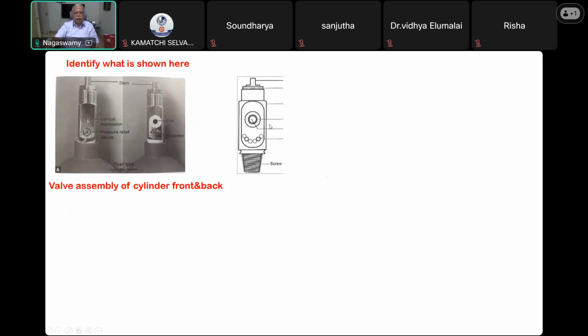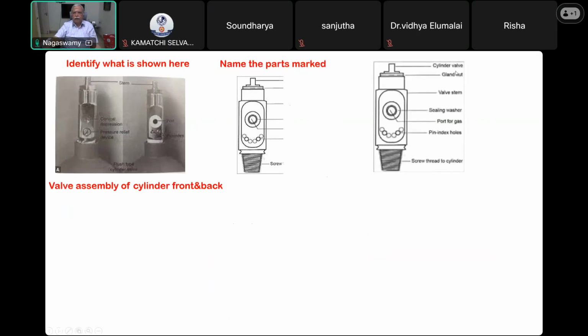Again, this valve block is shown in a diagrammatic manner with all the parts marked. I already have shown here. What is written here? Can you read that? This is called the stem, conical, and this is called the gland nut. So name the parts. These are all the names: the cylinder stem or valve, which has to be opened, then the gland nut, the valve block, the sealing washer or the Bodok seal, the port for the gas, and the pin index holes.